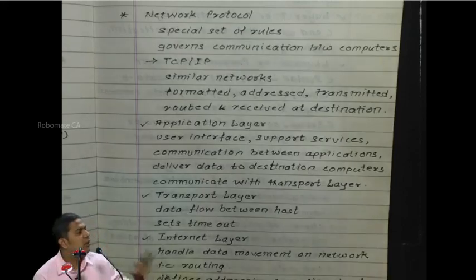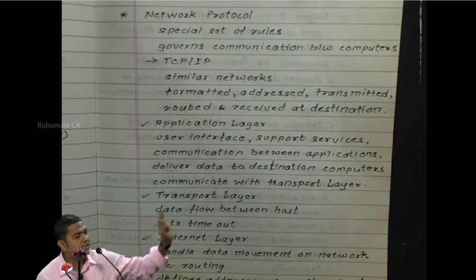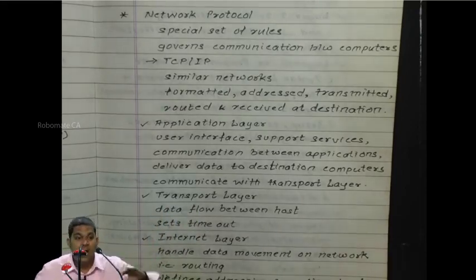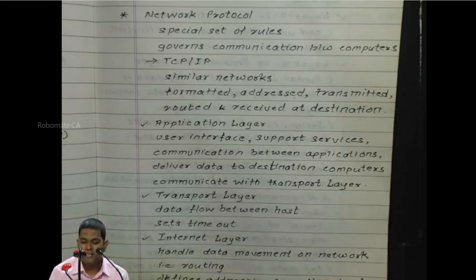It is not necessary that you have only one single road to reach the destination. There are n number of roads. So which exact road you will take and how will you route your data packets? That has been decided, that has been defined by TCP/IP.